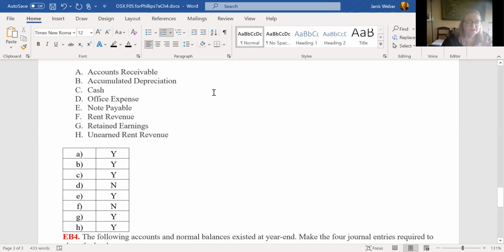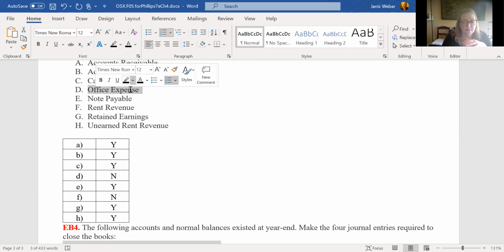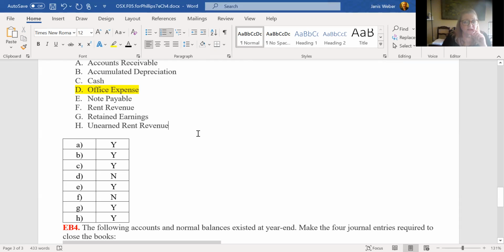So yes, accounts receivable will still be on the post-closing trial balance. So will accumulated depreciation. Cash will still be there. Office expense will not be there. So this one will not be on the post-closing trial balance. And then E, note payable, yes, that'll be there. Rent revenue will not be on the post-closing trial balance.